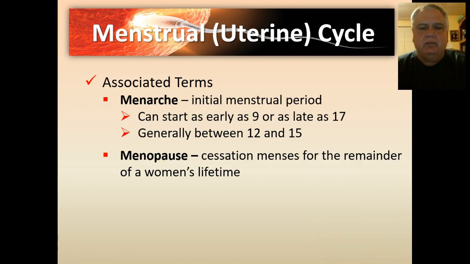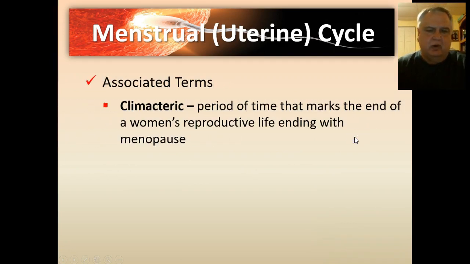Menopause, we've been talking about this. Menopause is defined as the cessation of menses for the remainder of a woman's lifetime. So no more menstruation at menopause, but along with that, no more ability to become pregnant as well, because you're not ovulating eggs anymore. Now, another term that's closely associated with and sometimes used as a synonym with menopause, but it's actually not, is the term climacteric. Climacteric is defined as the period of time that marks the end of the woman's reproductive life, and that ends with menopause.